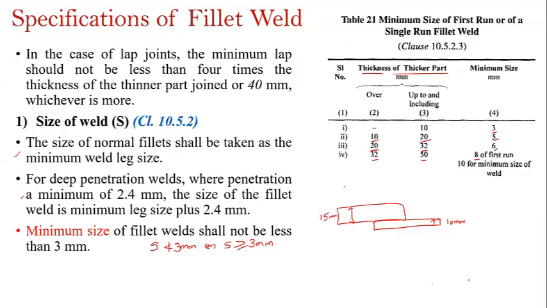Now, for this example which I have shown here, which has a thickness of 15 mm as one thickness and 10 mm as the other thickness of the plate, for this kind of connection, the minimum size of the weld to be provided is based on the thickness of the thicker part. So in 10 mm and 15 mm, the higher thickness is 15 mm. So the thickness of the thicker part is 15 mm. So 15 mm lies in between 10 and 20. Therefore, the minimum size provided for this type is 5 mm.